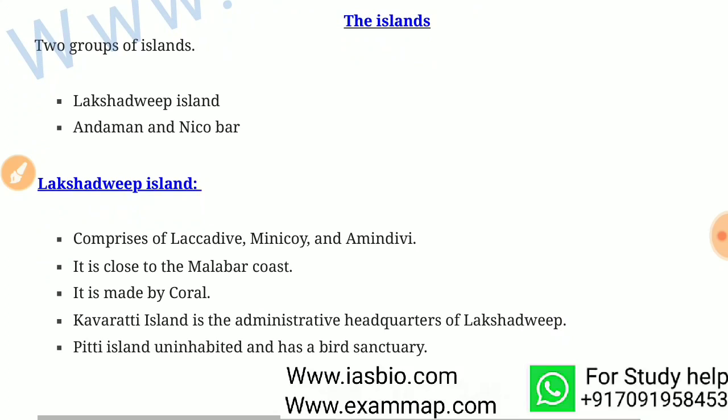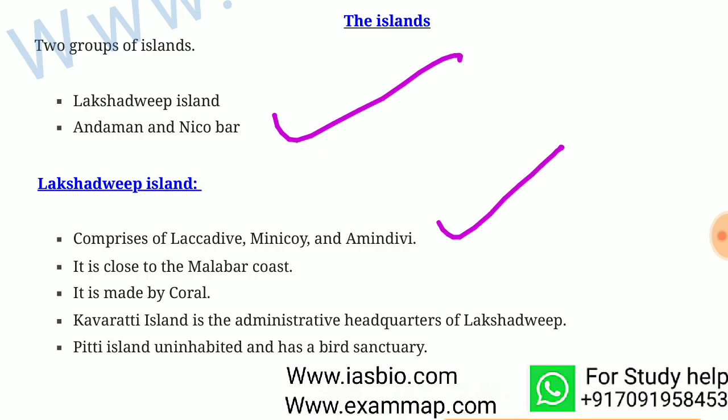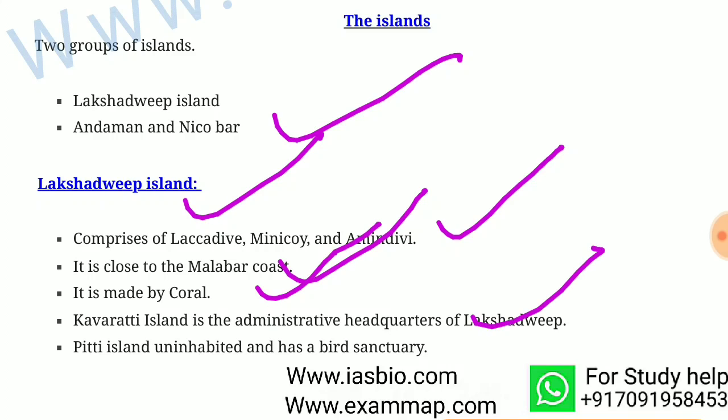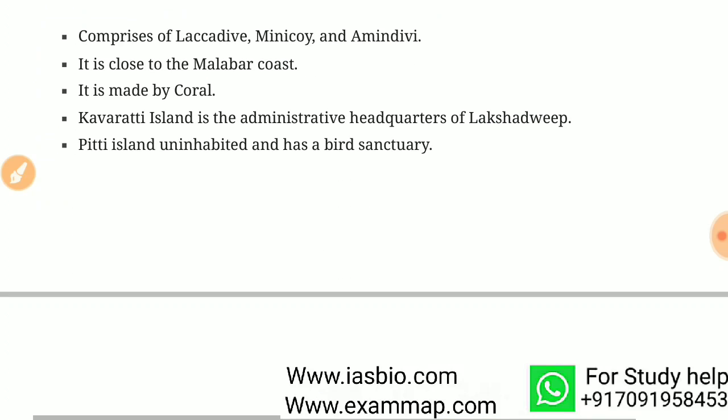The islands: India has two islands. First one is Lakshadweep Island, which is in Arabian Sea, and second one is Andaman and Nicobar Island, which is in Bay of Bengal. Lakshadweep Island comprises of Laccadive, Minicoy, Amindivi. It is close to Malabar coast and made by corals. It has Kavaratti Island, which is capital or administrative headquarter of Lakshadweep, and Pitti Island, which is uninhabited and has a bird sanctuary.